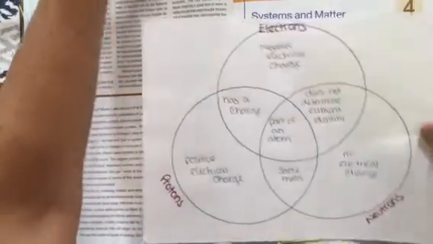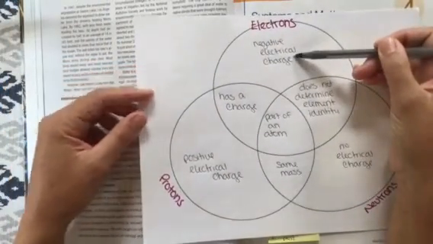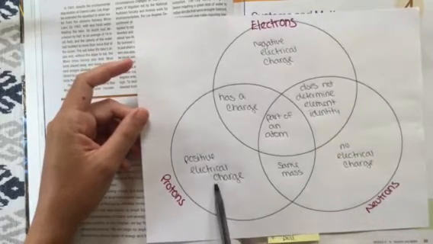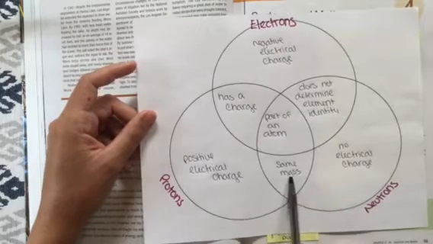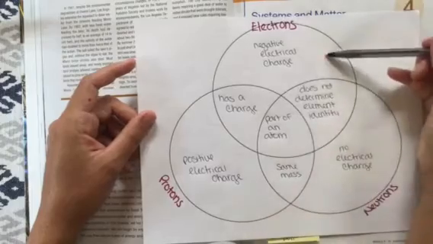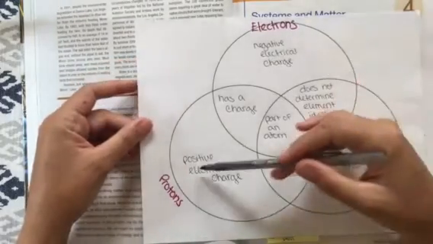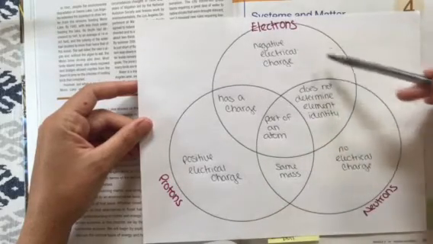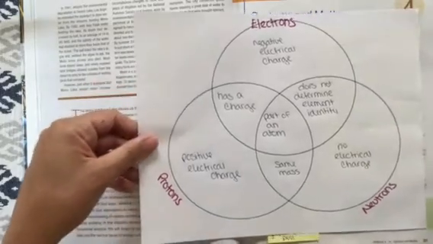Okay, hopefully your Venn diagram looks something like this. So electrons have a negative electrical charge. Neutrons have no electrical charge. Protons have a positive electrical charge. Protons and neutrons have the same mass, which is much more than electrons. Electrons have such small mass that it's almost negligible. Electrons and protons both have a charge, and electrons and neutrons do not determine an element's identity.